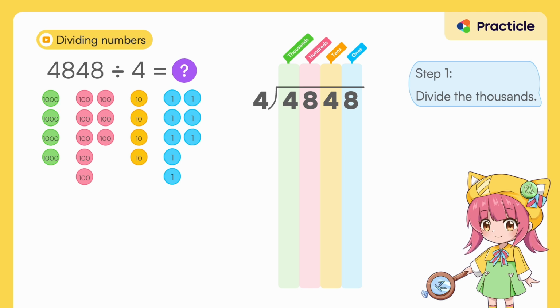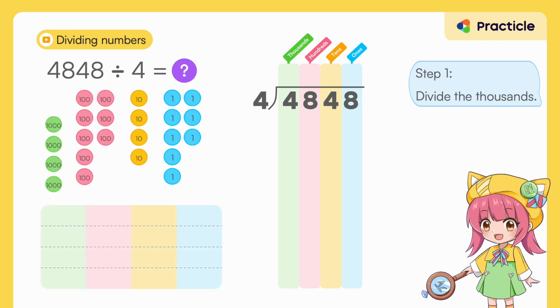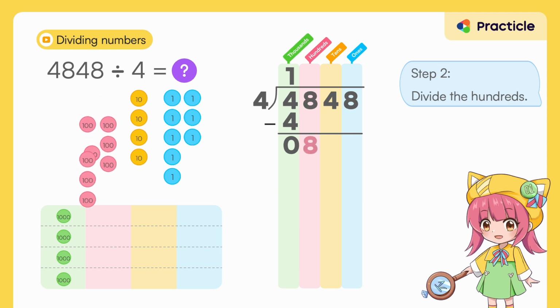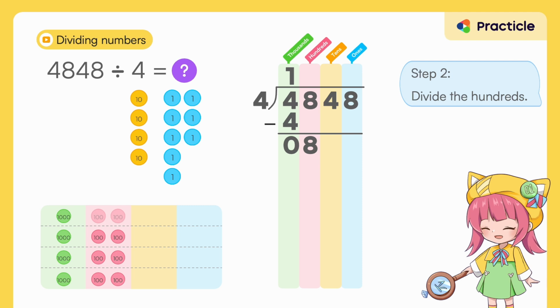What do we get when we divide 4 thousands by 4? 4 thousands divided by 4 is 1,000. There are no remaining thousands. Next, let's divide the hundreds. 8 hundreds divided by 4 is 2 hundreds. There are no remaining hundreds.